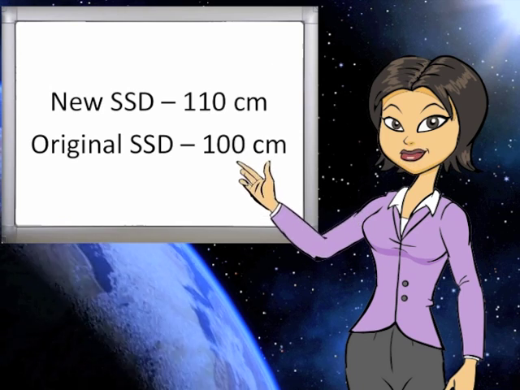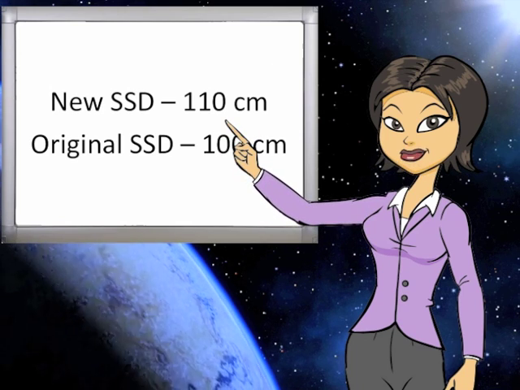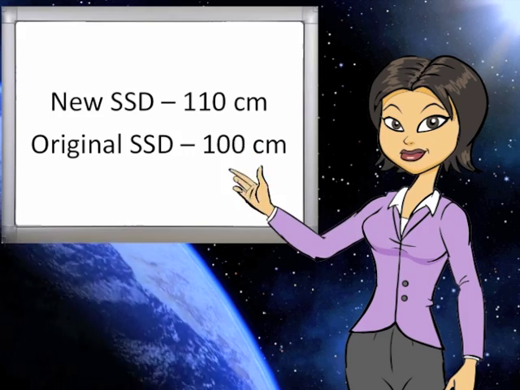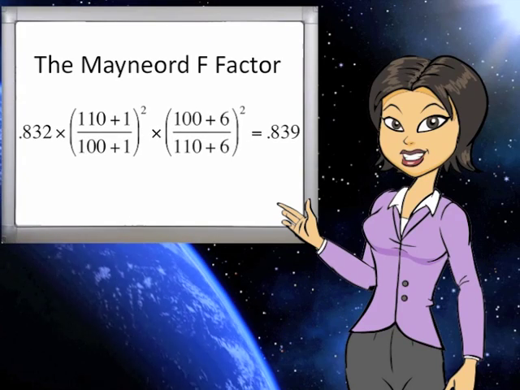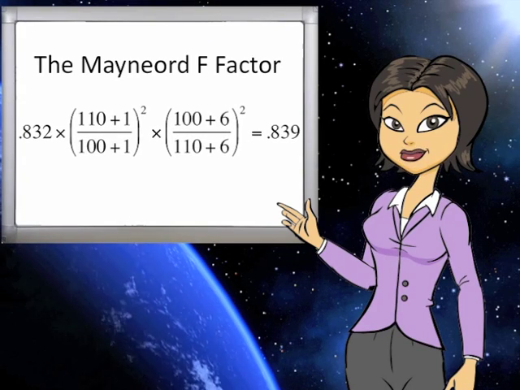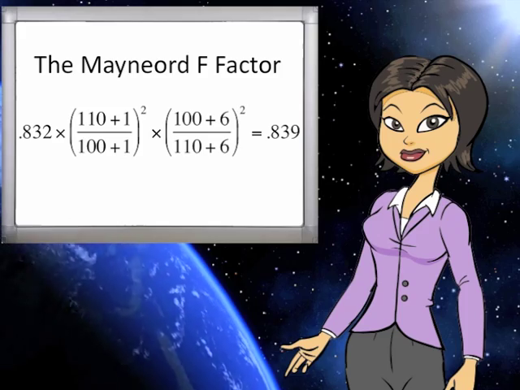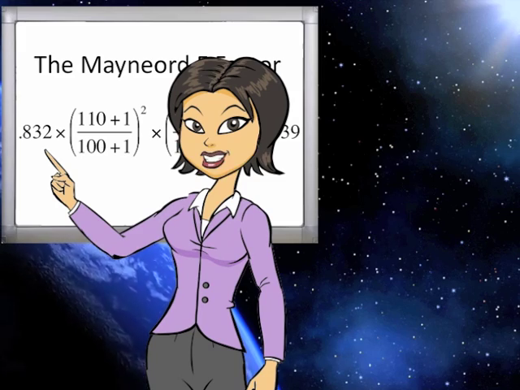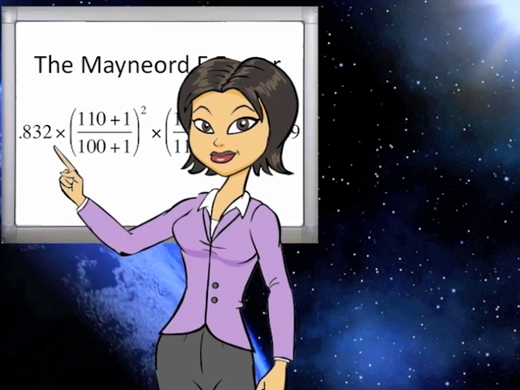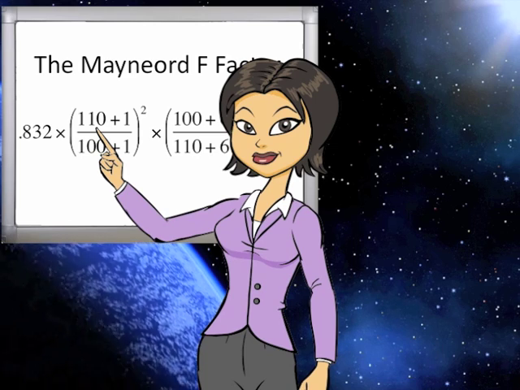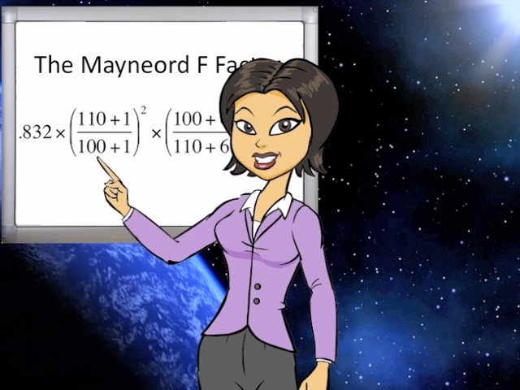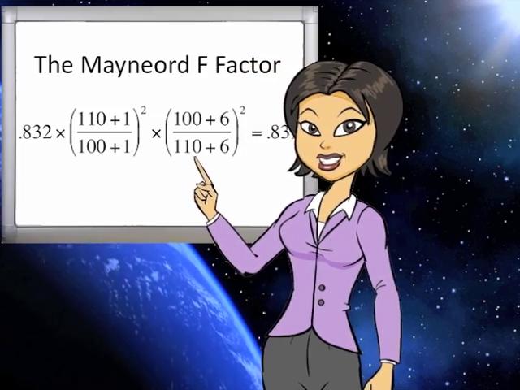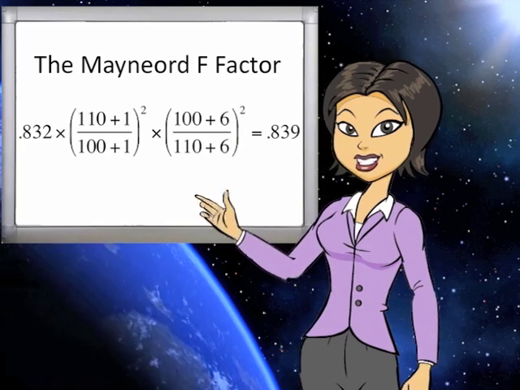Our new SSD will be 110 centimeters, slightly further than the original SSD of 100 centimeters. The Mayneord F formula will look like this. As you can see, we have plugged in the values for our original PDD, the new SSD, the old SSD, the Dmax for our 6 megavolt beam, and the depth we are treating to.